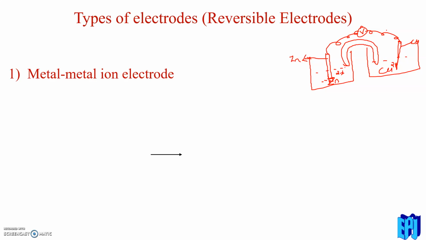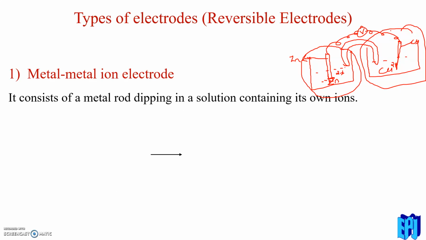Here we can see two half cells, the zinc half cell and the copper half cell. The zinc half cell consists of an electrode dipped in its own solution. If a metal is dipped in its own metal ion solution, that is known as a metal ion electrode. It consists of a metal rod dipped in a solution containing its own ions.